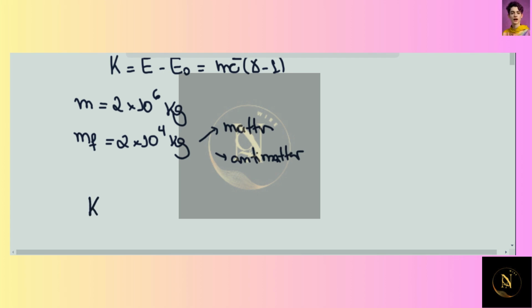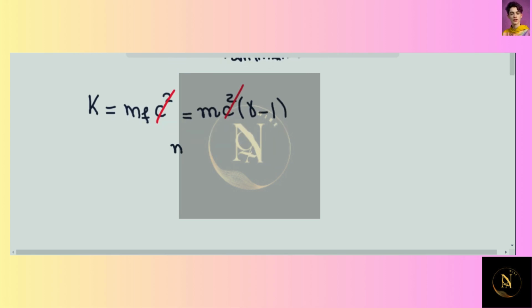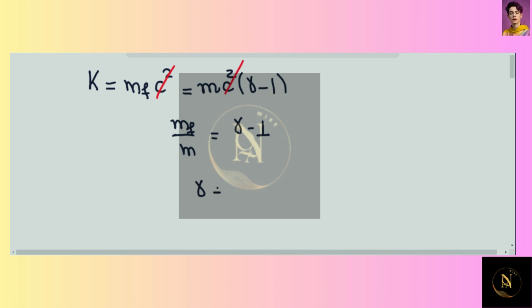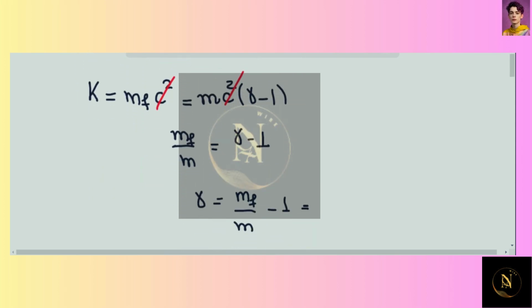Notice that the ship is initially at rest, and the kinetic energy will be equal to mf c². But we know that the kinetic energy is mc² times (γ − 1). So the c² cancels out, and we have mf/m = γ − 1. So γ is mf/m plus 1. Mf over m is 2 × 10^4 divided by 2 × 10^6, which is 0.01. So γ is 1.01.